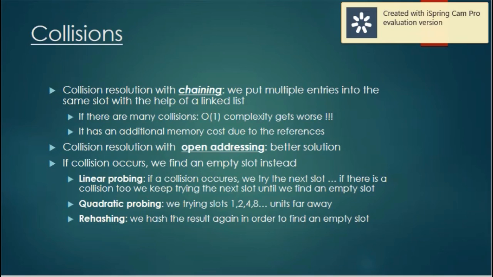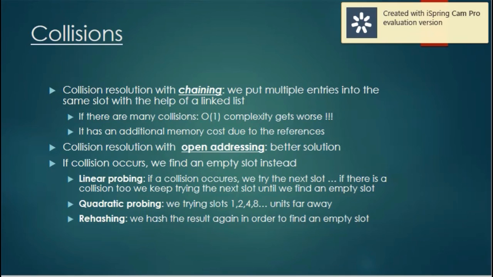For example, if you want to find an item in a linked list, it's going to take O(n) and not O(1). That's why the chaining method is not always a good solution, and it has an additional memory cost due to the references. For open addressing, we have three methods: linear probing, quadratic probing, and rehashing.